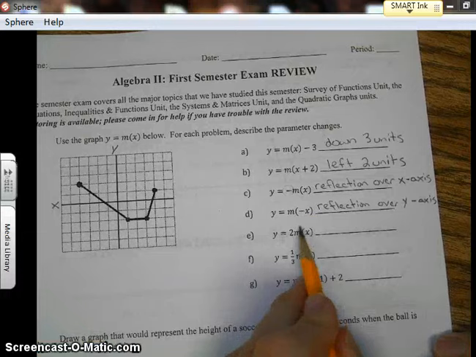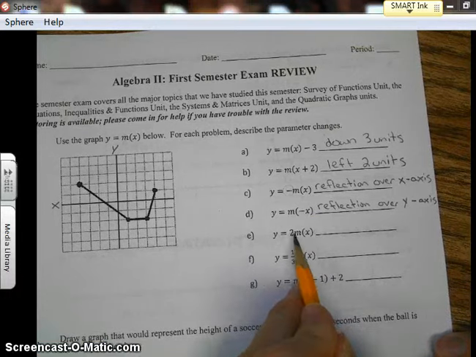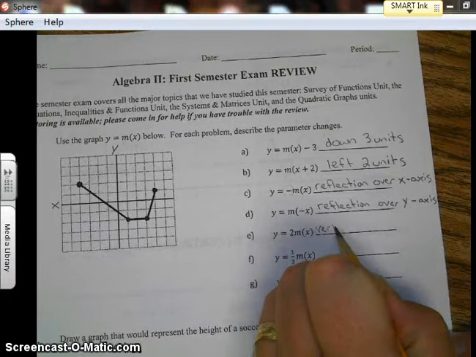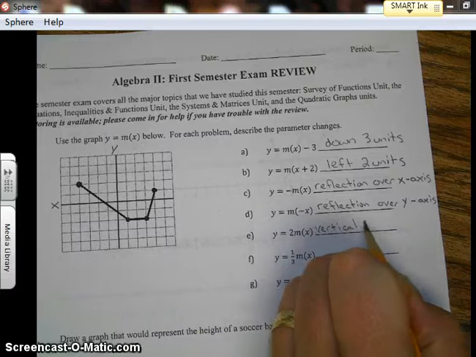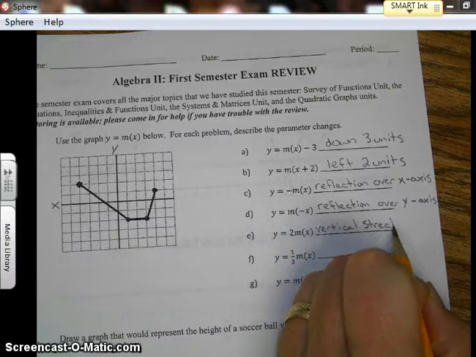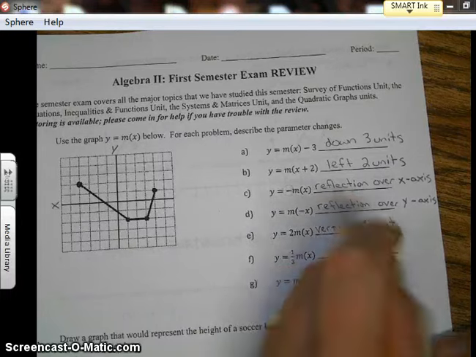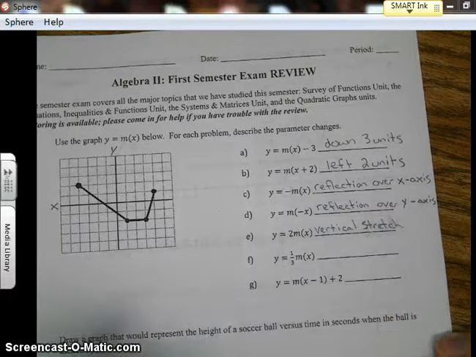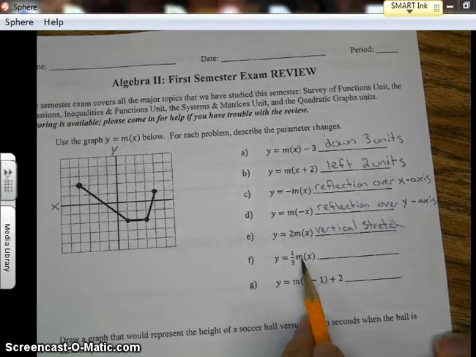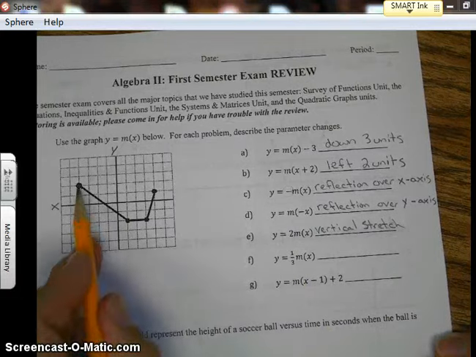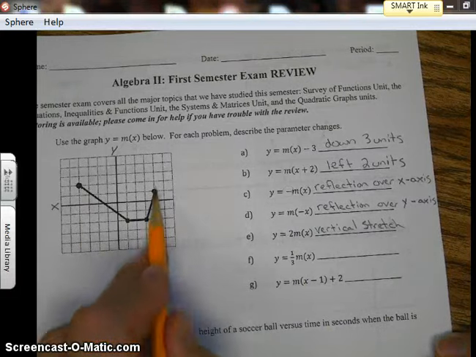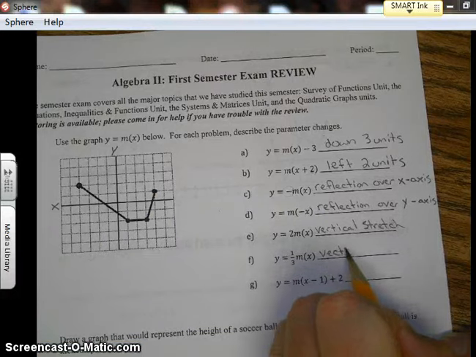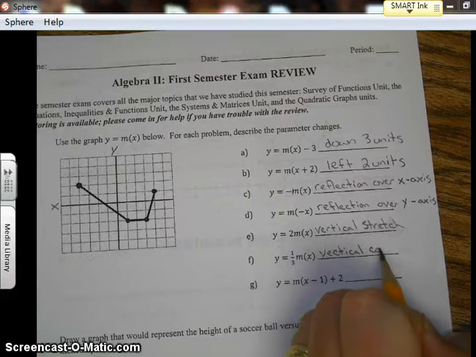Here we're taking all the y coordinates and multiplying them by 2. So we have a vertical stretch. All the y coordinates are going to get multiplied by 1/3. So everything's going to get shrunk by 1/3, so we have a vertical compression.